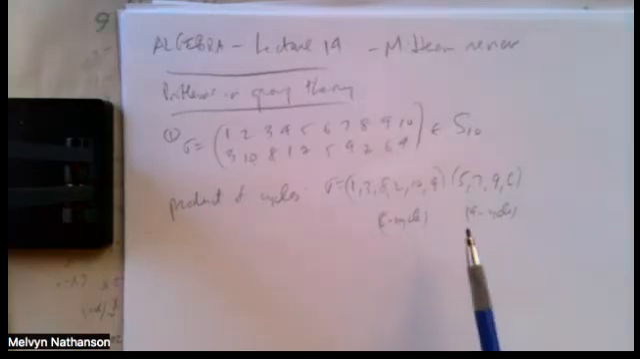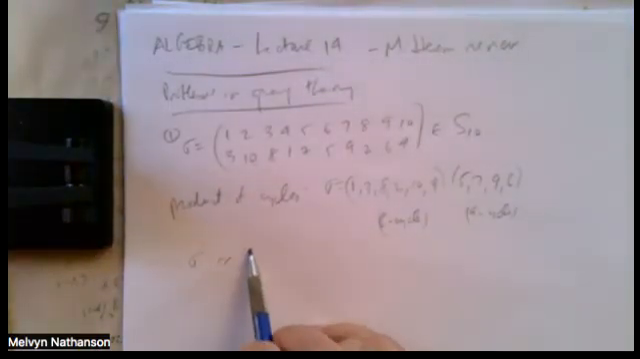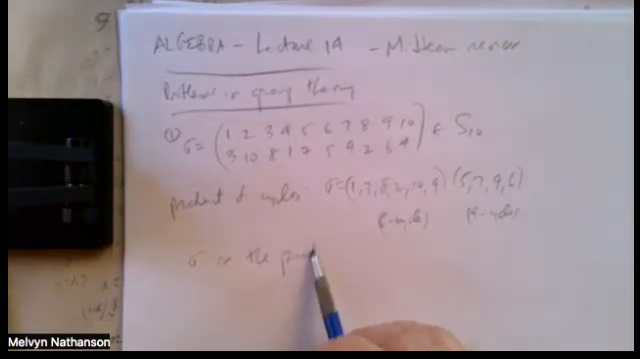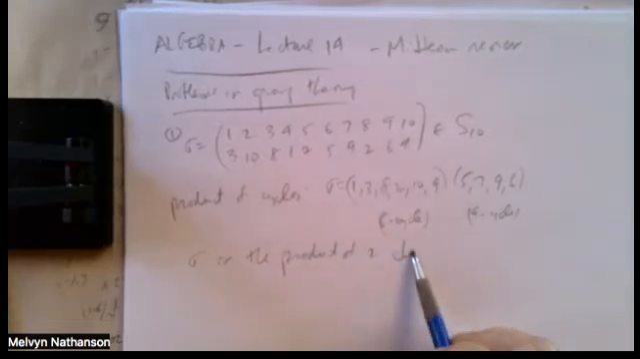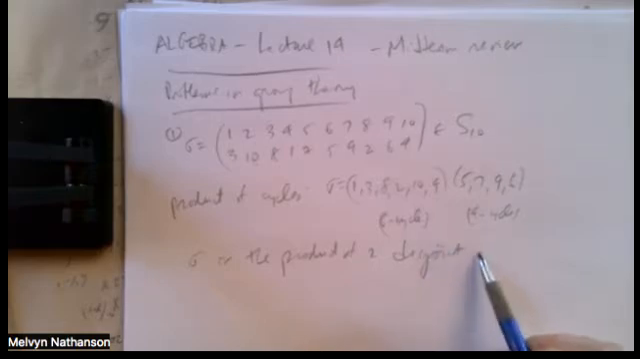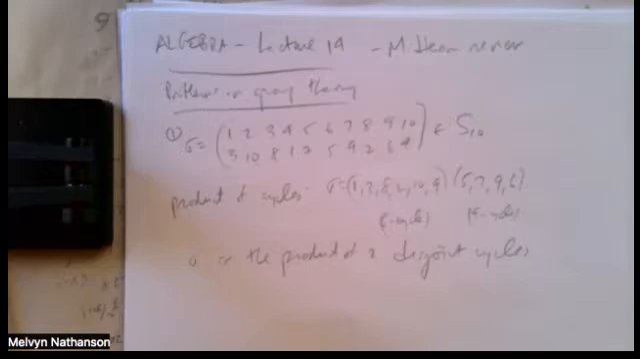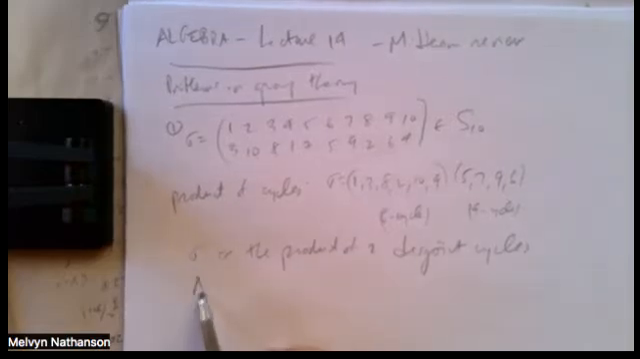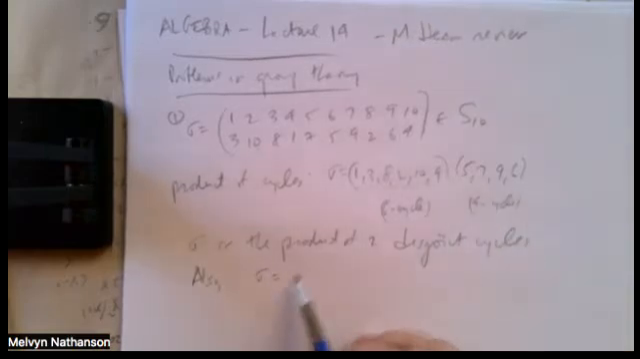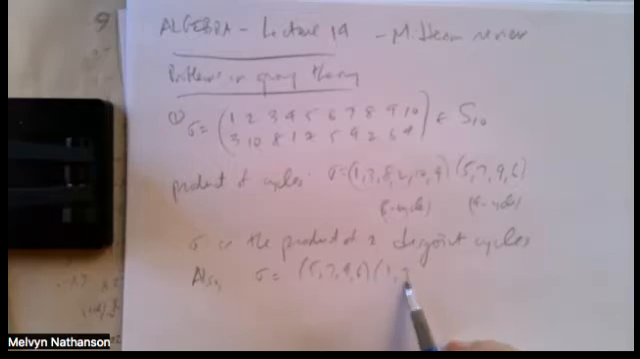And these are disjoint cycles. Sigma is the product of 2 disjoint cycles. That means the numbers here are different from the numbers here. And disjoint cycles commute. So we could also write, if we want, you don't have to do this, but just to observe, sigma is also the product of (5 7 9 6) with (1 3 8 2 10 4).